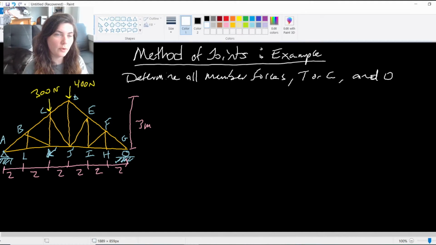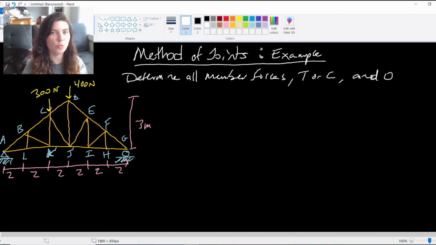In this video, we're going to be looking at kind of a long example of method of joints. In this example, we have over 20 members of this truss that we need to determine all of the member forces for, whether they're in tension or compression, and if there are any zero force members.